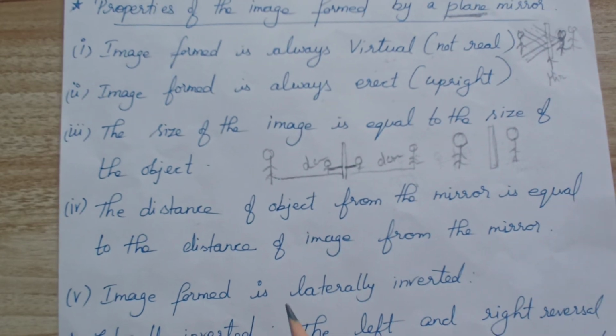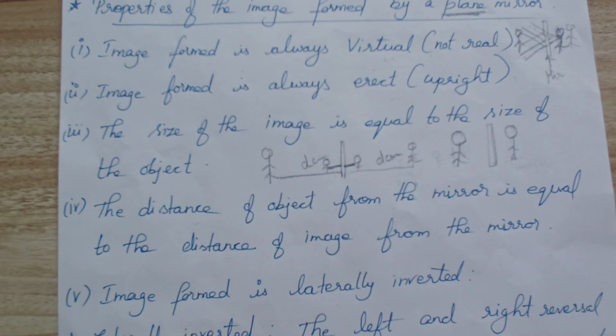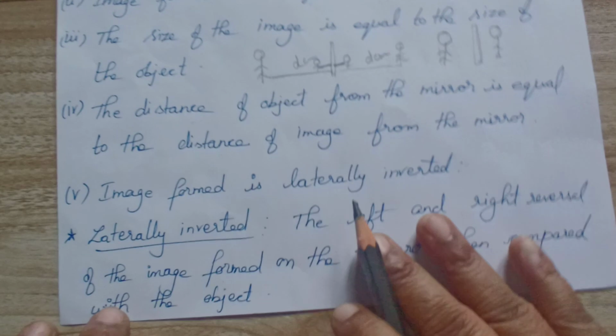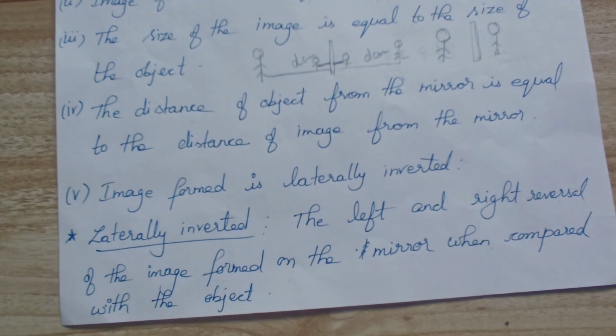Next one, the image formed is laterally inverted. If you are standing in front of the mirror, your right side is seen on the left side, and your left side is seen on the right side, right? That is a laterally inverted image. That means left and right reversal of the image formed in the mirror when compared with the object. If you raise your left hand, in the mirror you can see your right hand has been raised. So that is called laterally inverted. That is left and right reversal of the image.